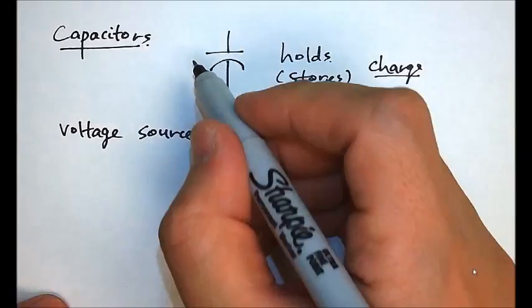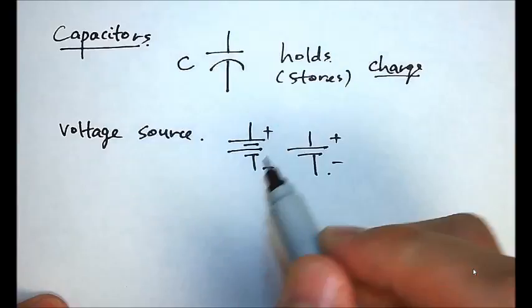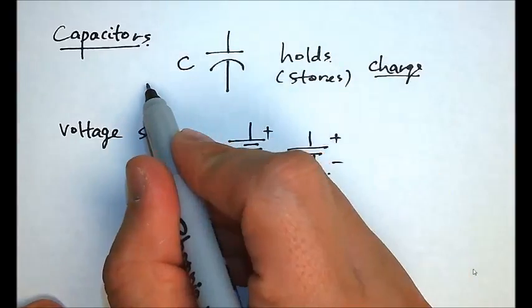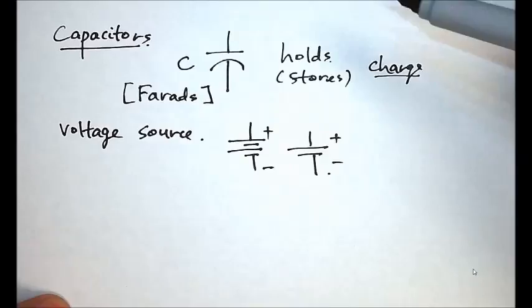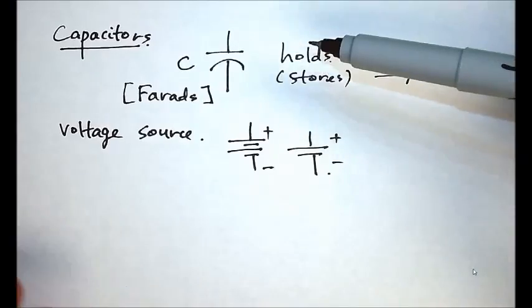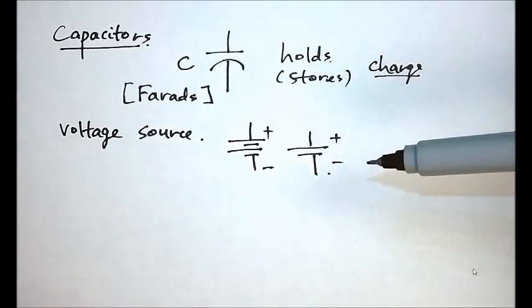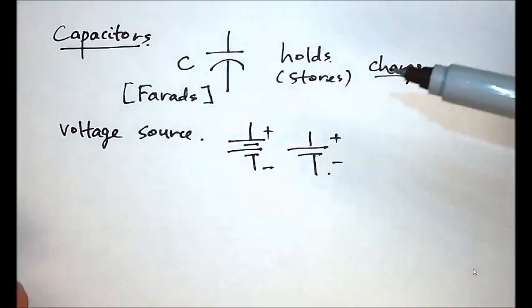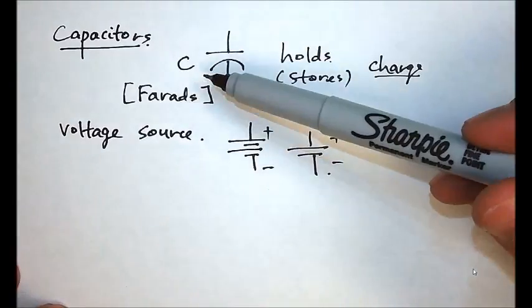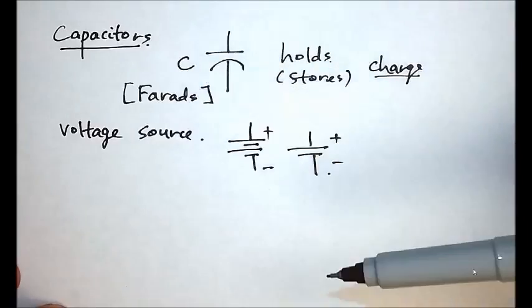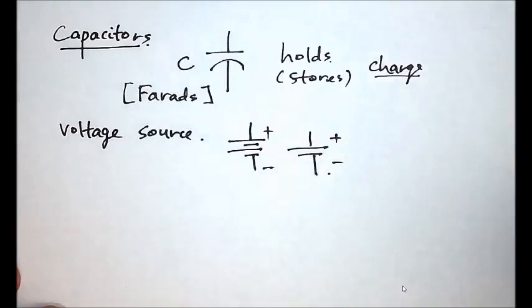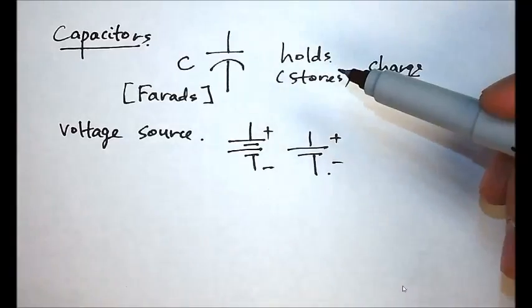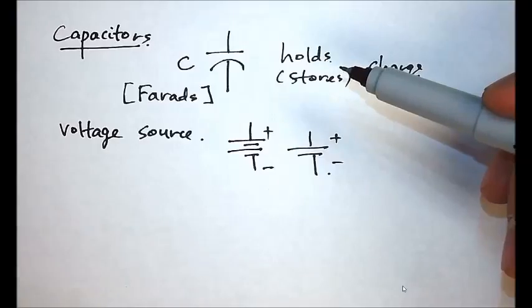For capacitors, we use C, and the units are farads. Farads is the unit for capacitors because of the person named Faraday, who came up with a lot of concepts for electricity. In honor of him, the unit for capacitors is farads. In the PowerPoint, I'll have some pictures of various different shapes and sizes of capacitors.